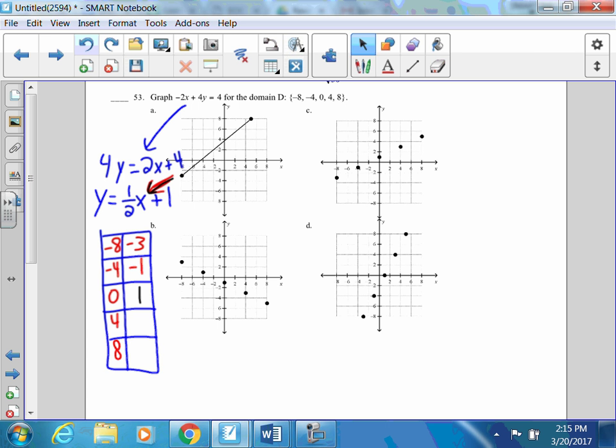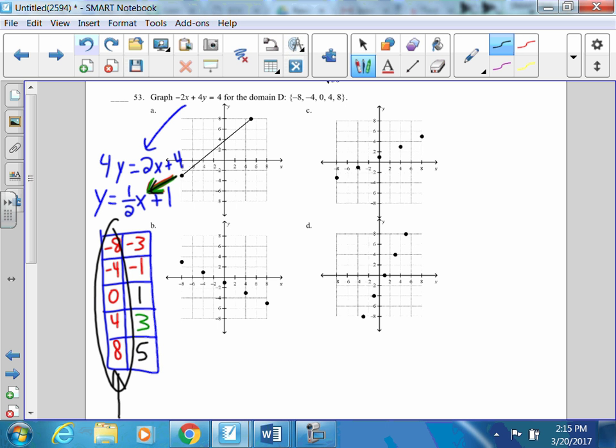Now we're going to plug in positive 4 right here for x. 1/2 of 4 is 2. 2 plus 1 is 3. And then finally we finish up by plugging in 8 for x right here. Half of 8 is 4. 4 plus 1 is 5. So this is your domain, all of these numbers right here. And we found the range.